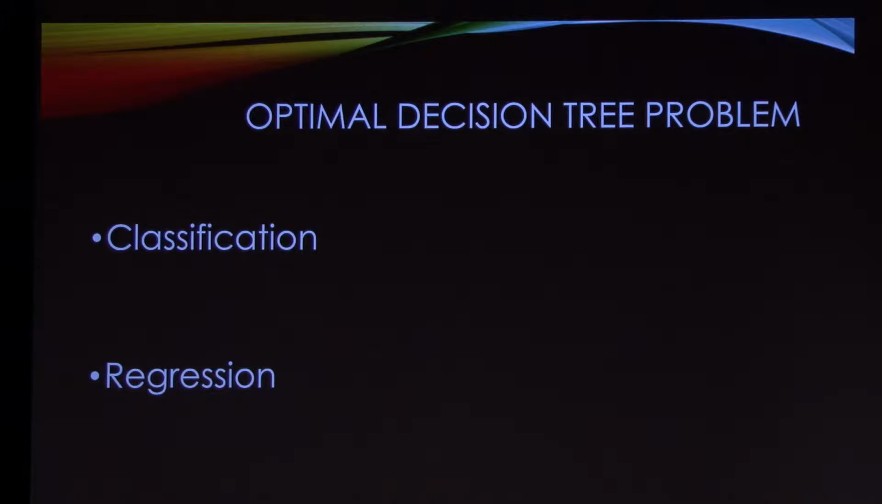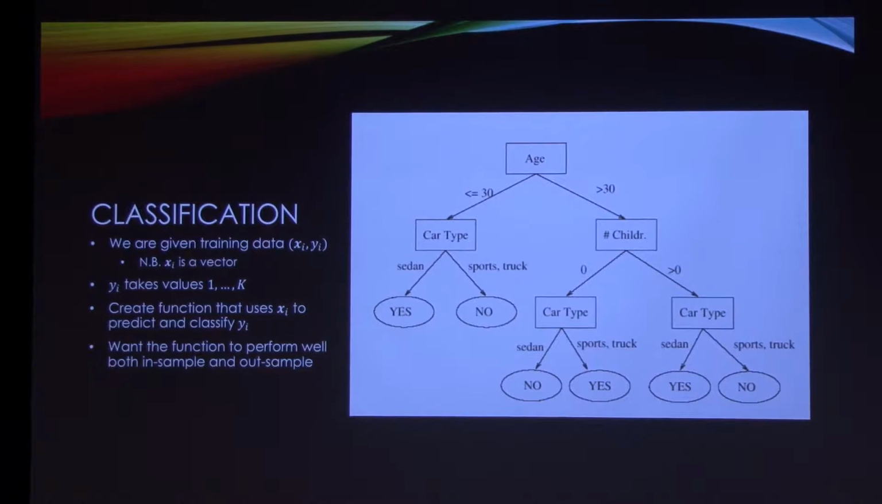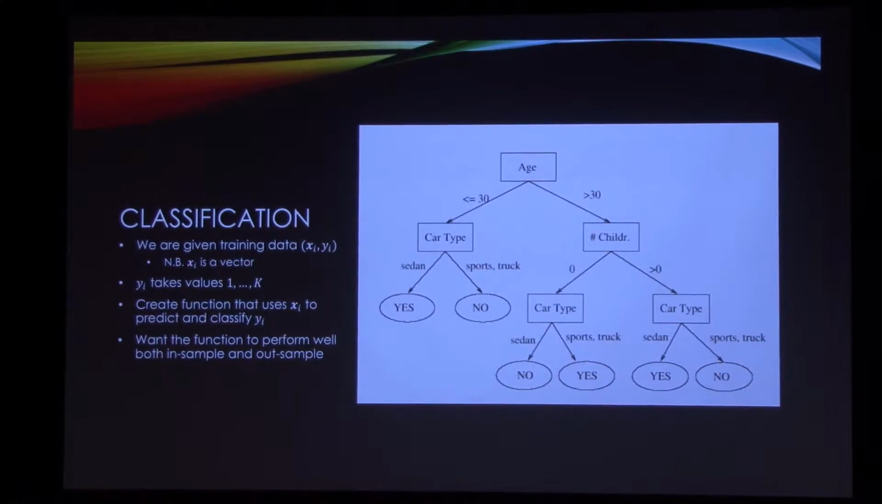So the optimal decision tree problem looks at two different types of problems, classification and regression. In a classification problem, we're given a lot of training data, which consists of independent variables and dependent variables, our x's and our y's. And our x's, or independent variables, have a number of features. So if the x is a patient, the features of that x would be the patient's age, their sex, the blood type, etc. And our y takes a value from 1 to k, and those are the classes. The point of the classification problem is we're trying to create a function that's going to use the x's to predict and classify y's.